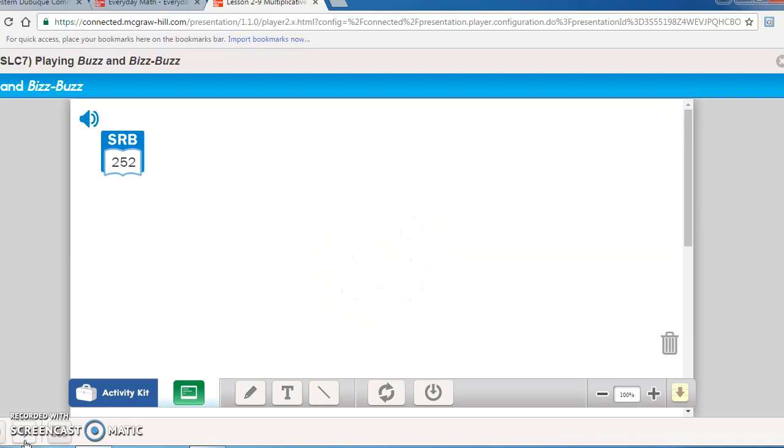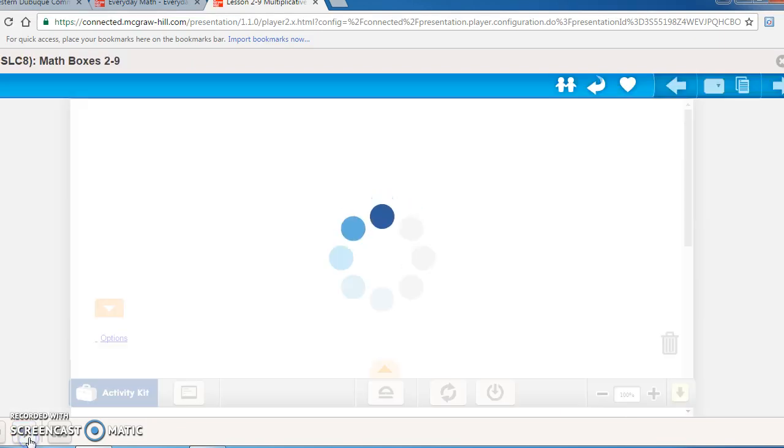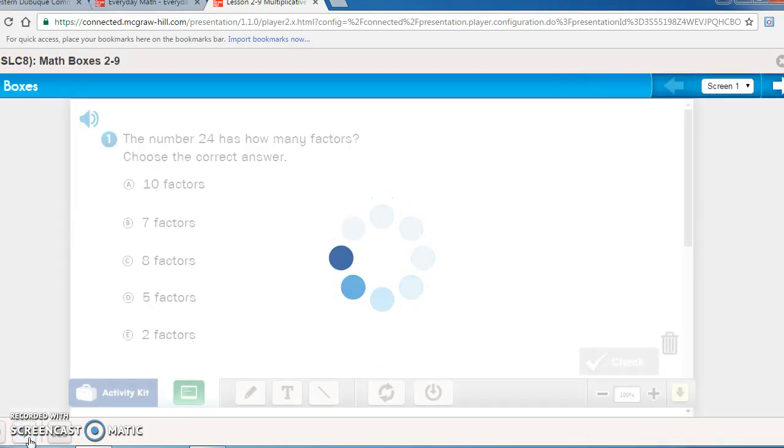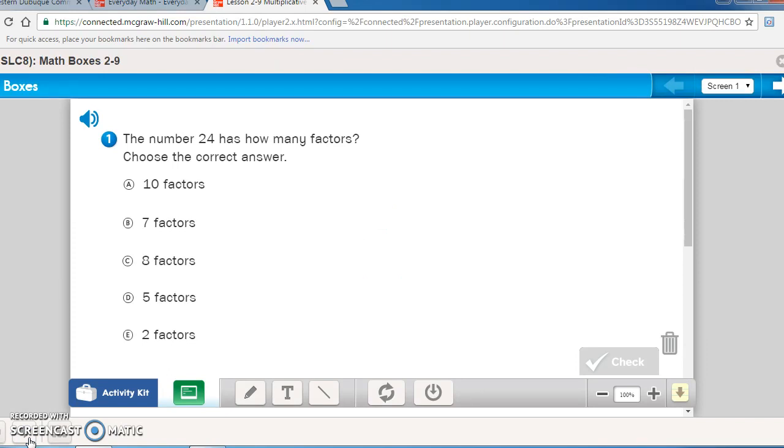If you need help, on page 252, there is a game called Buzz and Bizz Buzz, which is great practice naming multiples. Number 1, I want you to get out your math journal, page 56. This is where you're going to be answering this question. So pause the tape now and get out your math journal and turn it to page 56.